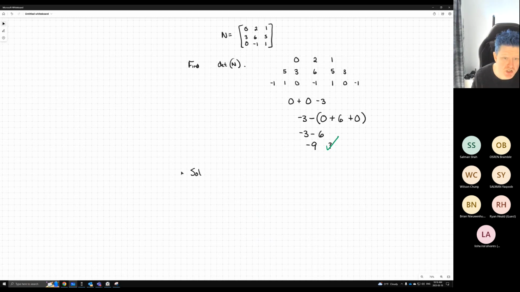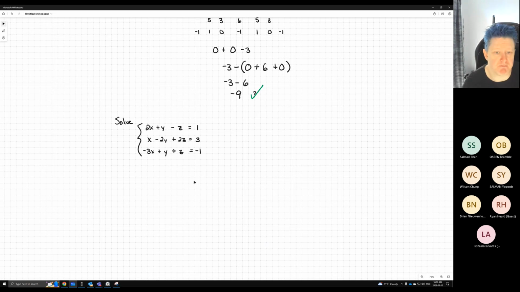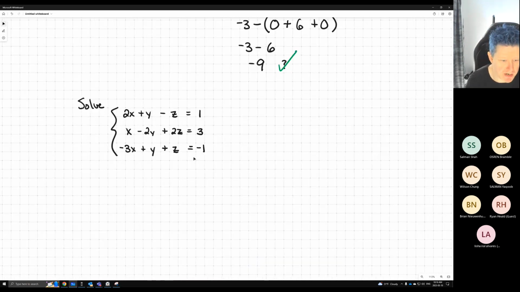So let's say we want to solve the system 2x plus y minus z is equal to 1. x minus 2y plus 2z is equal to 3. And then minus 3x plus y plus z is equal to -1. So let's say we want to solve this system of equations, and we're going to use Cramer's rule here.